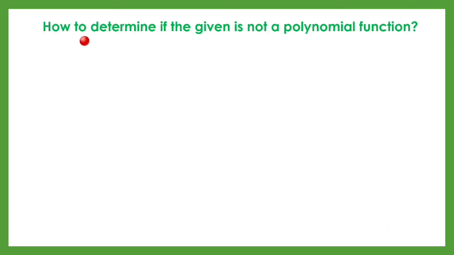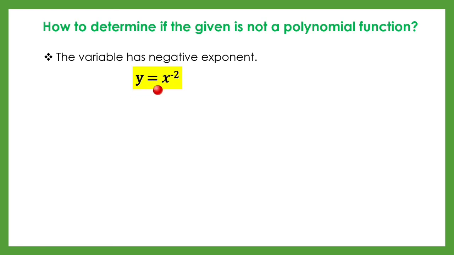Okay, next, how to determine if the given is not a polynomial function. So, meron tayong ways para ma-identify kung ang given ay not polynomial function. Number 1, the variable has negative exponent. Kung merong negative exponent ang variable, ibig sabihin that is not a polynomial function. Example, y equals x raised to negative 2. So, ang exponent natin is negative 2. So, ibig sabihin, this is not a polynomial function.